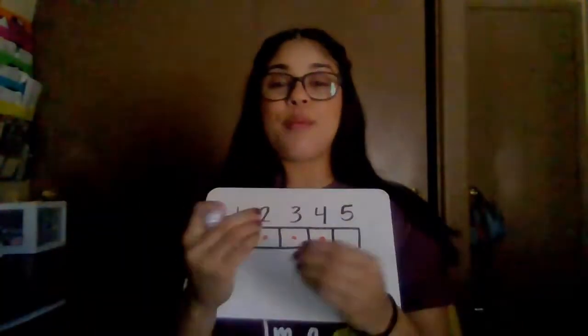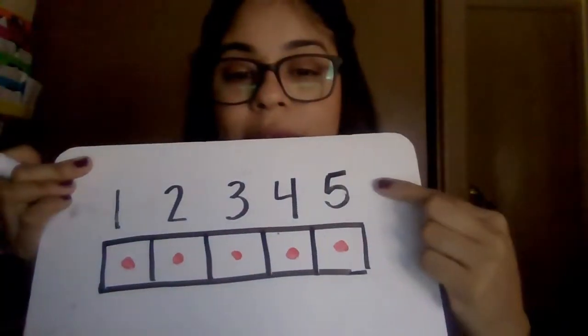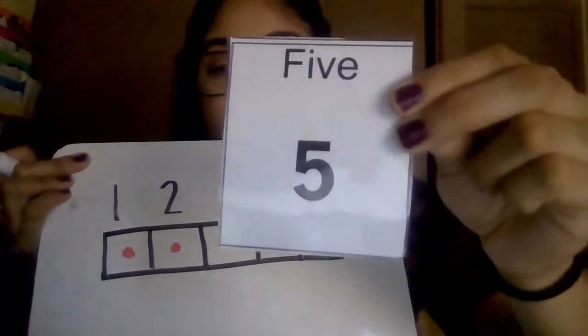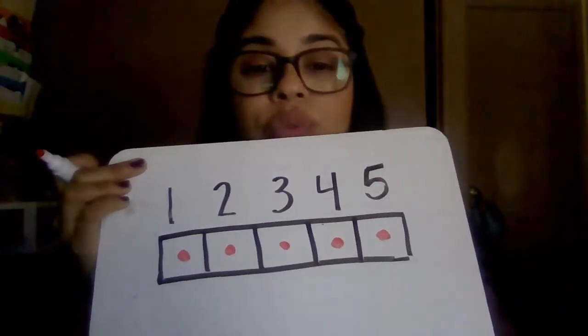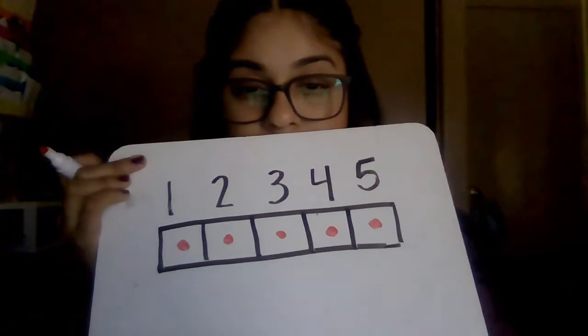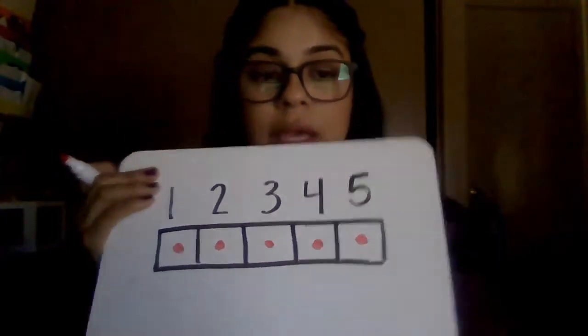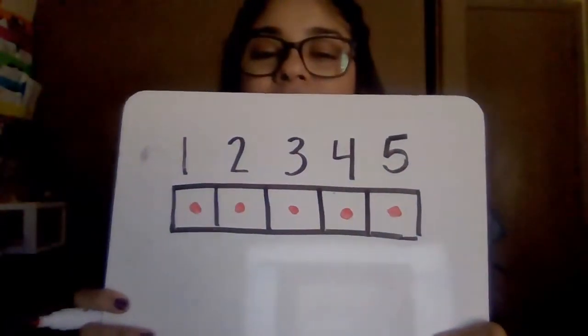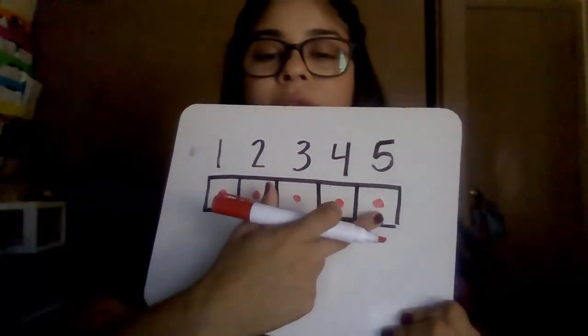I need more. So let's add another one. That gets us to five. I wanted five. So I want you to tell me, do I need more or do I stop? If you said I need to stop, then you are correct. Good job. Five. One, two, three, four, five.